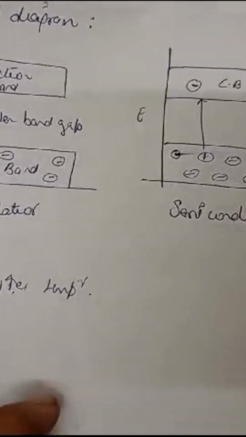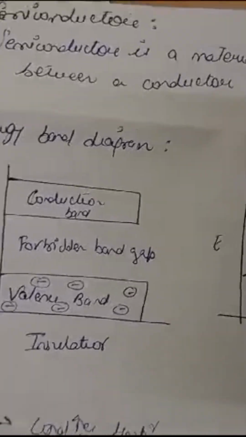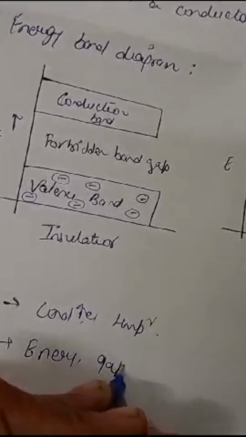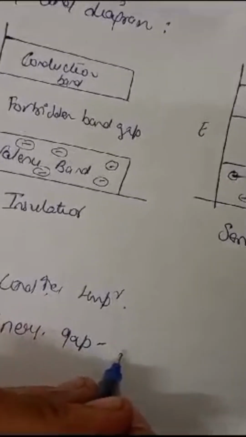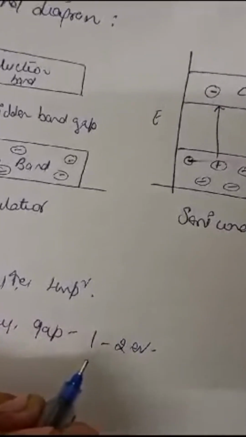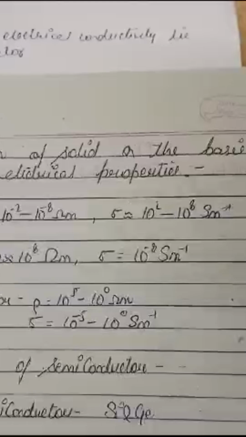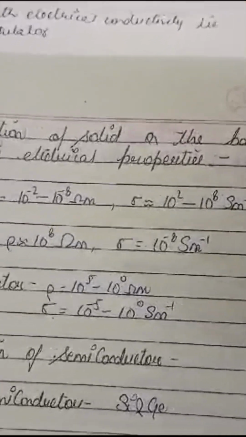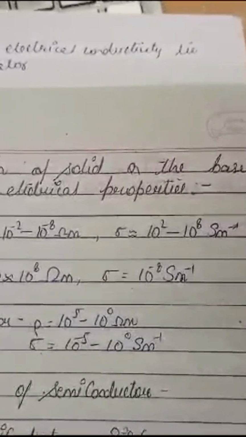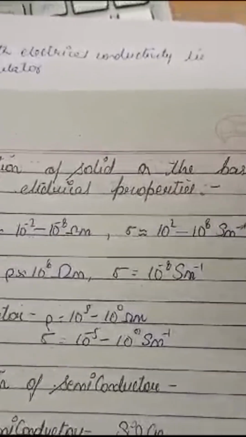If we discuss the energy band of a semiconductor, the band gap of a semiconductor is between 1 to 2 electron volts, between the valence band and the conduction band. If we discuss the classification of materials or solids on the basis of electrical properties, they are classified into three parts: metal or conductor, semiconductor, and insulator.